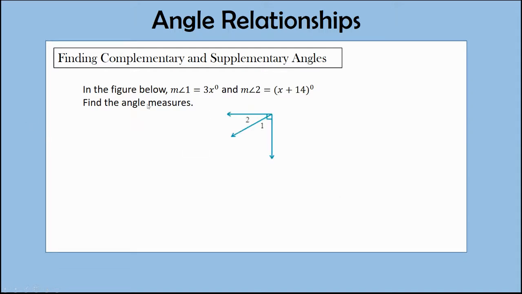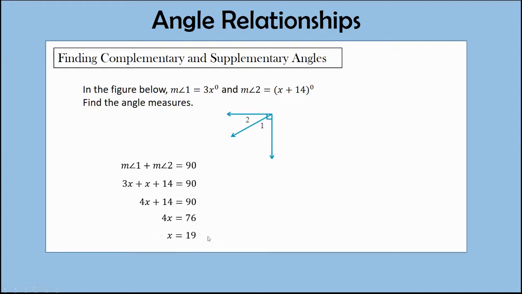Okay. Another example, but now we're dealing with not supplementary angles, but complementary. Again, this little box in the corner means this is 90 degrees. So we know 1 plus 2 is 90. 1 is 3x, 2 is x plus 14. 4x plus 14 is 90. 4x is 76 when we subtract our 14. And then x is 19.